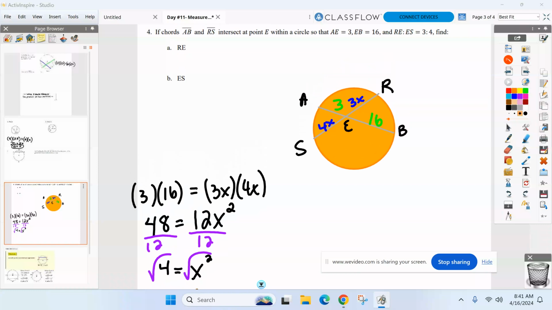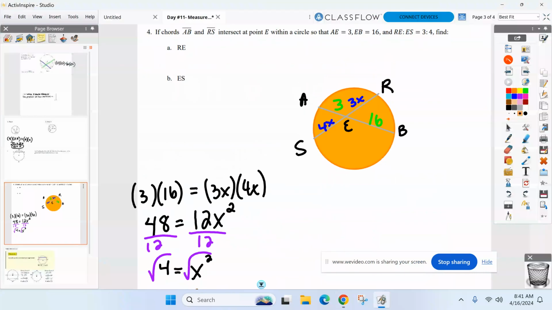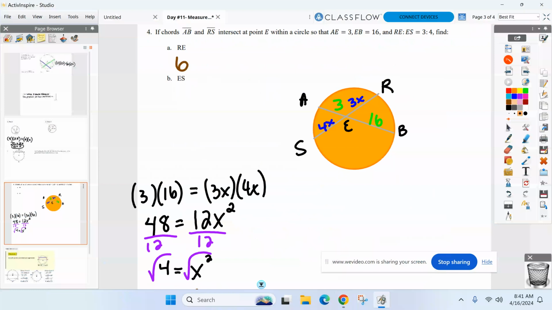Length RE. Dylan, length of RE. Thanks, 6. And then how about ES over here? ES. Oh, Tess, back to you. 8, good.